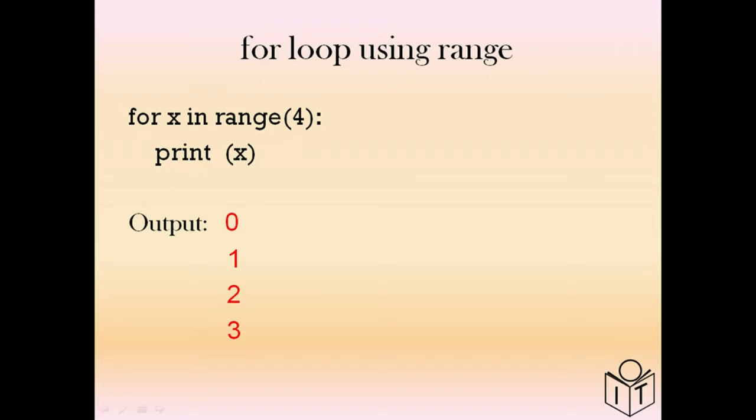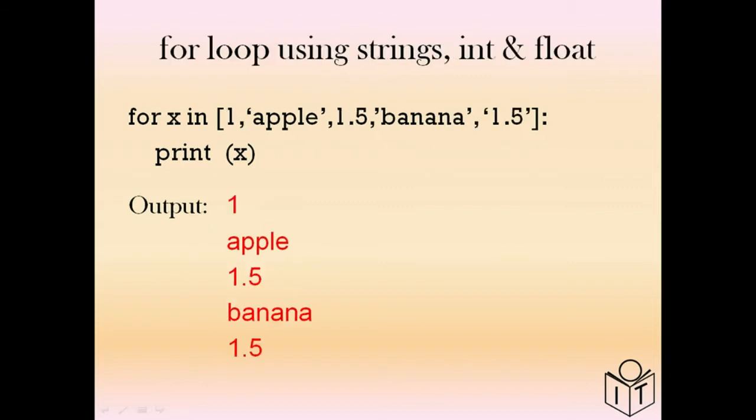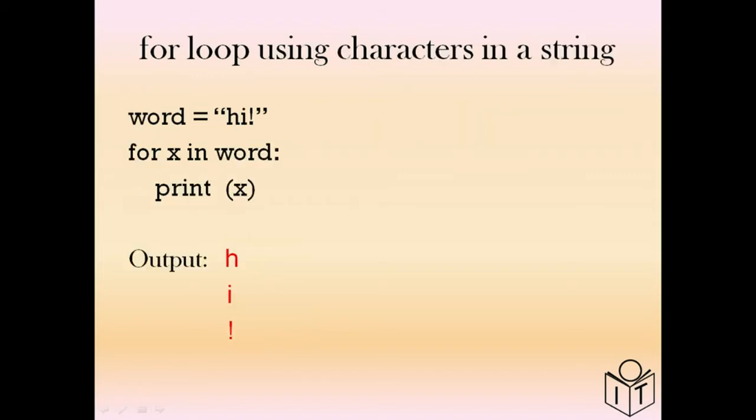You can loop through strings, so here we have apple, banana, cherry. You can loop through strings and integers and floats and mixtures of them all. In this example we have a number, a string, a float, another string and another float. You can also go for each character in a string. So here we have a string called word, and that has the characters H, I and exclamation mark. So that will go through each character.